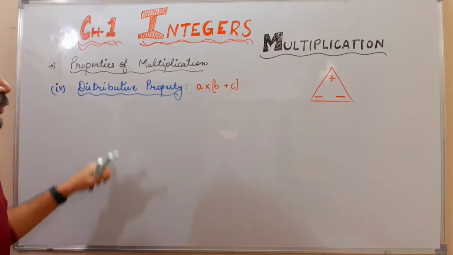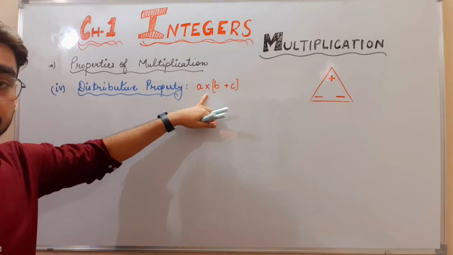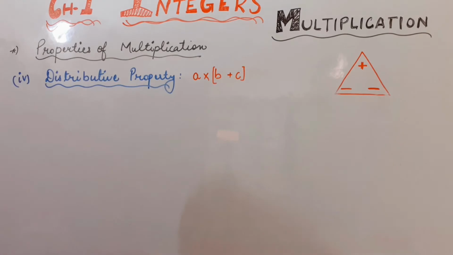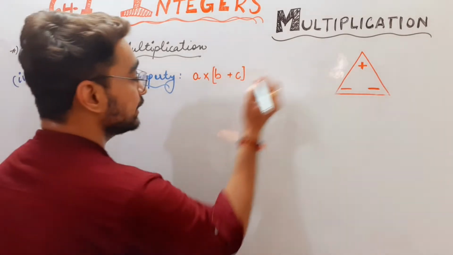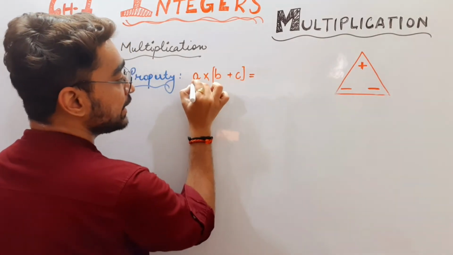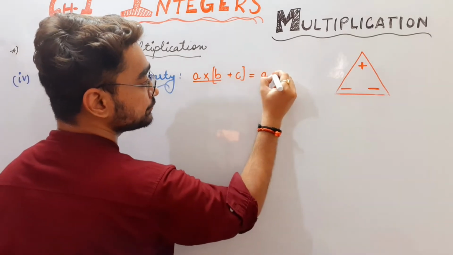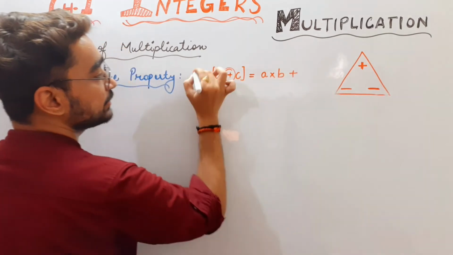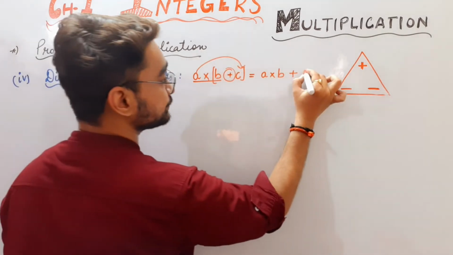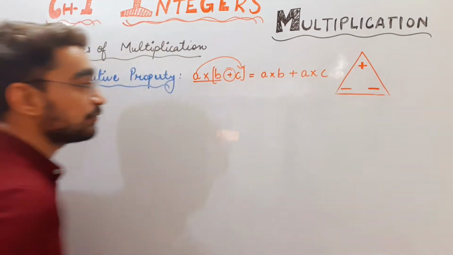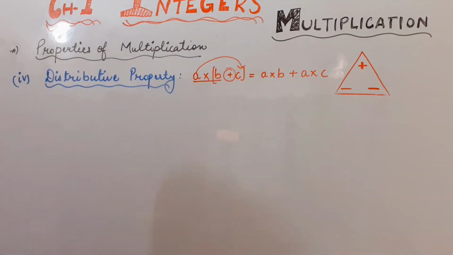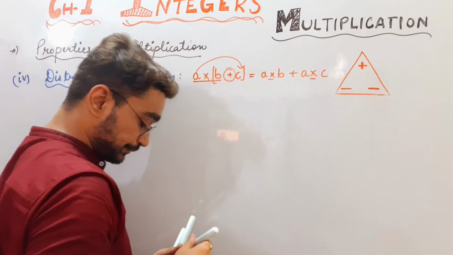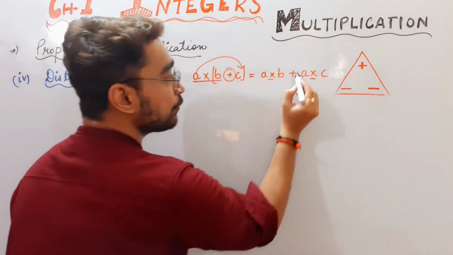Now what we are going to do is we are going to distribute this multiplication. How we are going to distribute it? It will become A into B. What is the symbol here? Plus. Then A into C. Means we are distributing multiplication over addition.